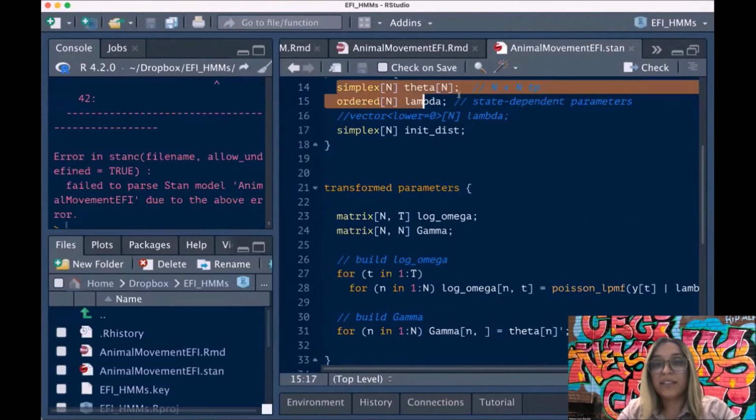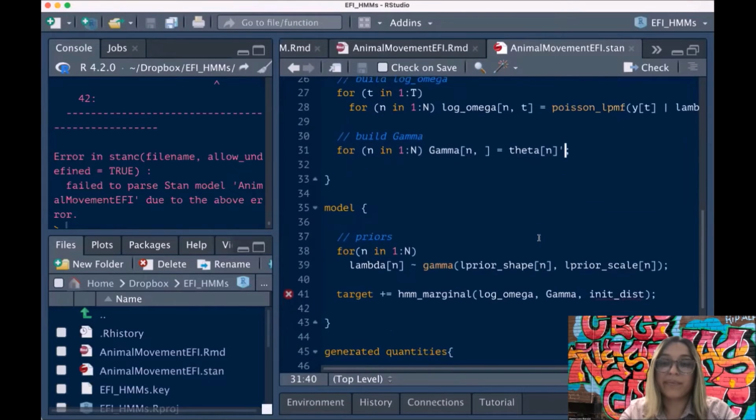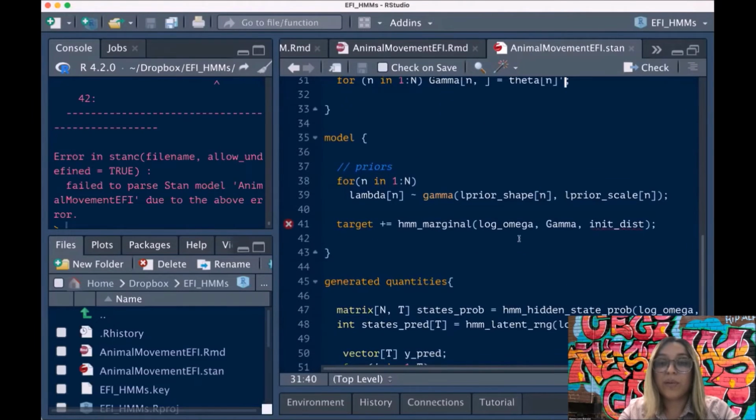So our theta here is a simplex, and the way that Stan needs this information is it needs the transpose. Okay. So our model is actually quite small compared to HMMs written in just Stan code. We just need to specify priors for our state-dependent parameters. We could also specify priors for the initial state distribution or the transition probability matrix. Here, I'm leaving it empty and a priori assuming something flat.